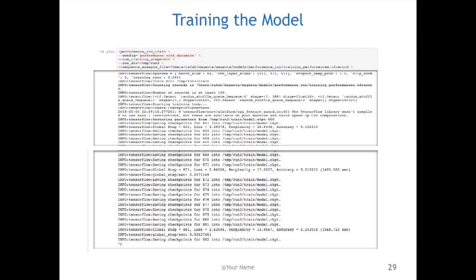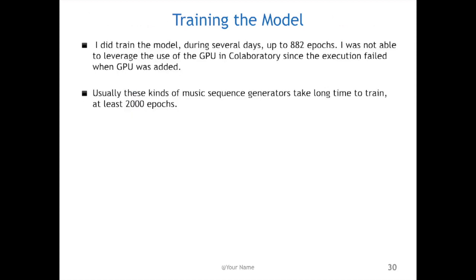Here we can see how the training was done for many hours and up to 882 epochs. I did train the model during several days up to 882 epochs. I was not able to leverage the use of the GPU in Colaboratory, since the execution failed when the GPU was added. Usually these kind of music sequence generators take long time to train, at least 2000 epochs.